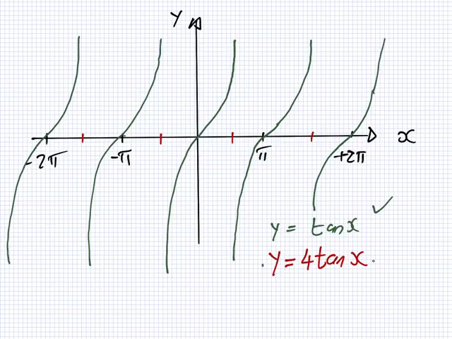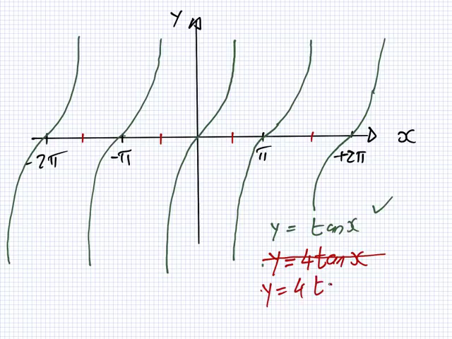Now let's draw 4 tan x. Well, what's the difference? It's just stretched. So it'll just be pulled up, but we can't really tell a difference because it's still going to infinity anyways. So for my sketch, I can't really tell a difference for this. It doesn't really look any different. Okay, well then let's go to the next one.